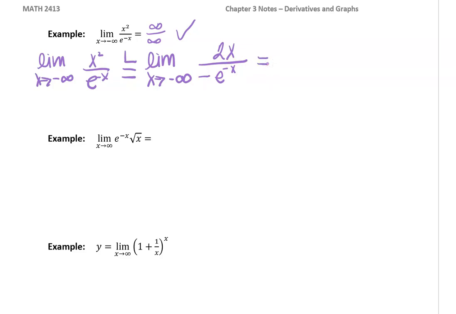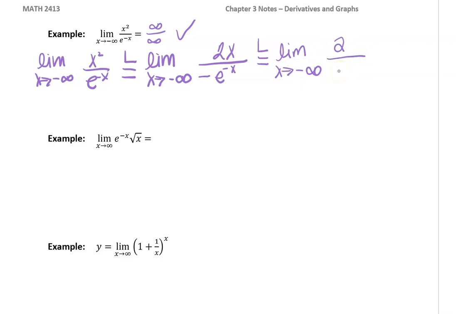And so I look at that and I go, you know what? That's going to give me infinity over infinity again. So let's just go ahead and apply L'Hopital's again. So this is one of those problems where you can apply it again. And so that gives me the limit as x approaches negative infinity of the derivative of 2x, which is 2.